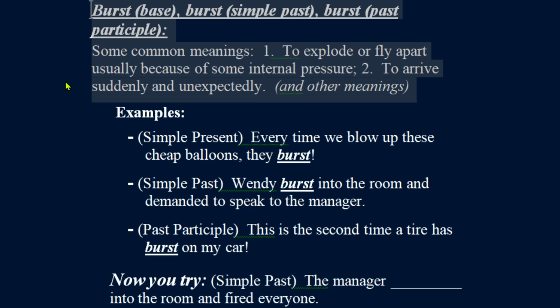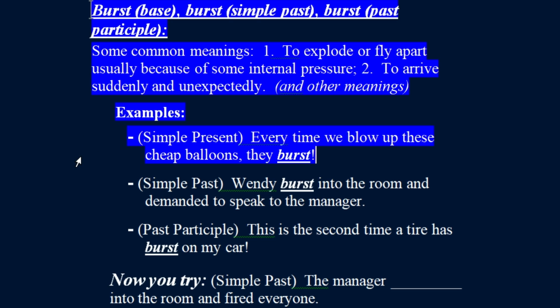Burst is the base verb. Burst, simple past. Burst, past participle. Some common meanings. Number 1, to explode or fly apart, usually because of some internal pressure. 2. To arrive suddenly and unexpectedly, and other meanings.